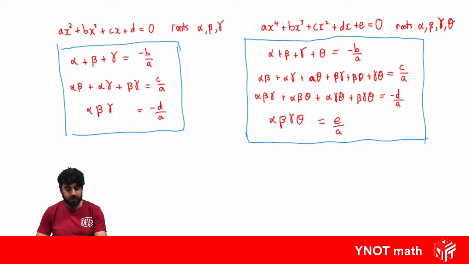So if we were to have an equation to the power of 5, you could guess that it involves summing the roots 1 at a time, summing the roots 2 at a time, summing the roots 3 at a time, summing the roots 4 at a time, and then the product of the roots. But we don't have to know how to do an equation to the power of 5.